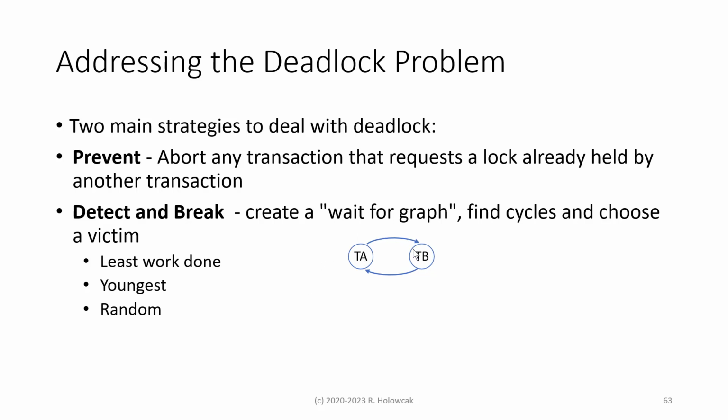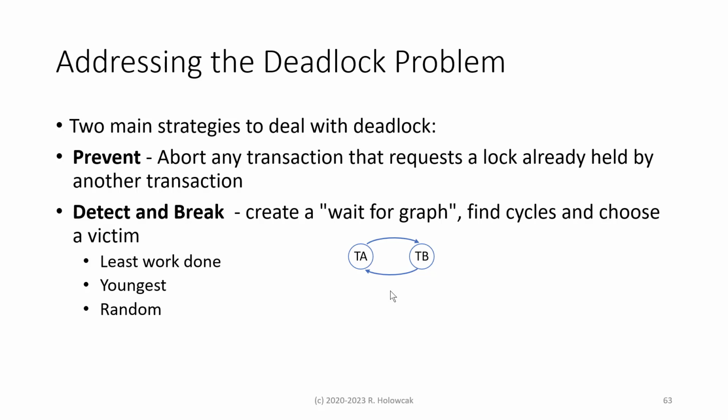Then we can traverse the graph, and if we find a cycle in the graph, and this could be between 2 transactions or 3 transactions or 4 transactions, if we find a cycle, then we have detected that there is a deadlock. 2 or more transactions waiting for each other in order to proceed. Once a cycle is found, we can then choose a victim. One of these transactions needs to be aborted so the other can continue.